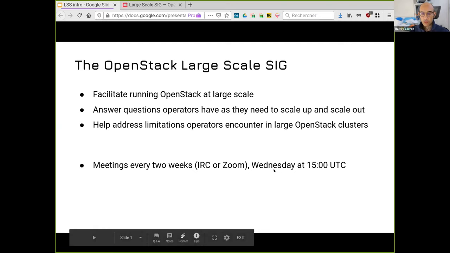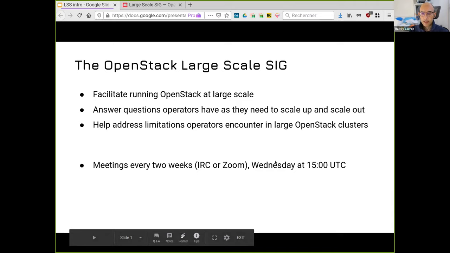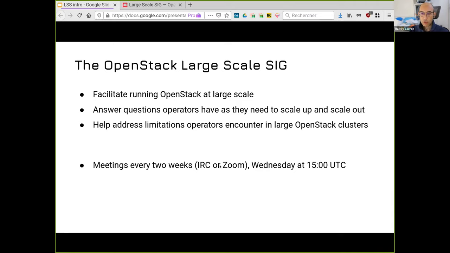The current schedule for the meeting is Wednesdays at 15 UTC. That's 4 p.m. Western Europe and 9 a.m. Central in the US. But if we have substantial participation from the West Coast especially, we'll probably try to rotate between multiple times. We tried that, but nobody showed up at the other time, so we stopped doing it.